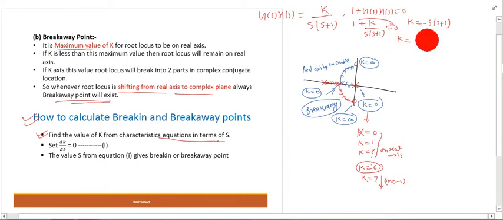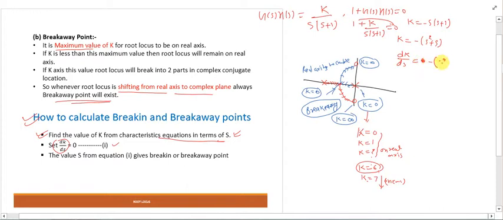What is k? That is minus s square minus s. We have found the value of k in terms of s. Now differentiate: del k over del s equal to 0. First we have to find del k over del s. Here del k over del s is equal to 0.